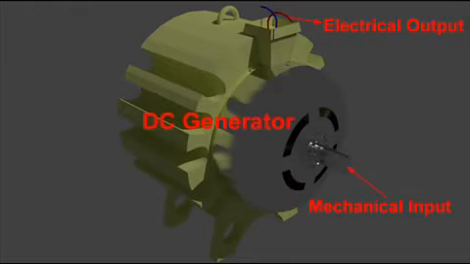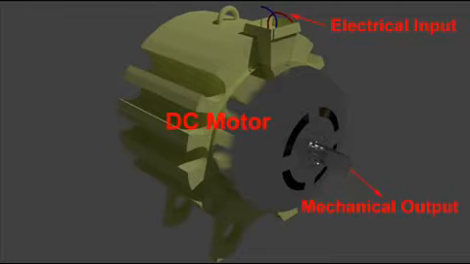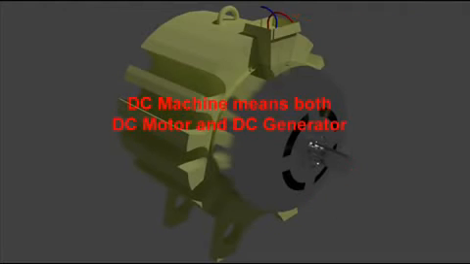In the first case, where the DC machine produces electricity due to a rotating rotor, it acts as a DC generator. In the second case, where the DC machine produces rotation of the rotor due to applied electricity, it acts as a DC motor. Hence, theoretically the same DC machine can be used as a generator or motor. From this point of view, essentially the constructional features of both DC motor and generator are the same.